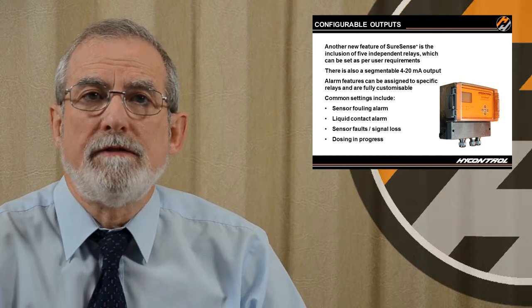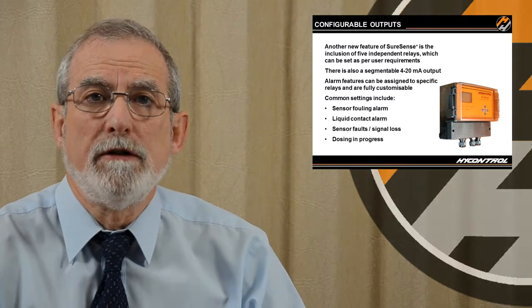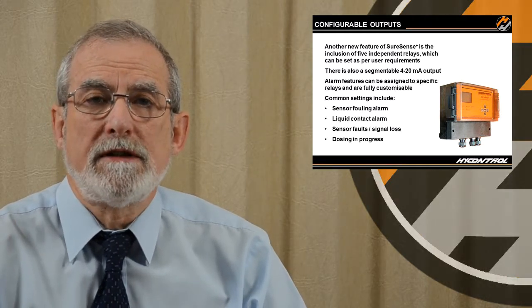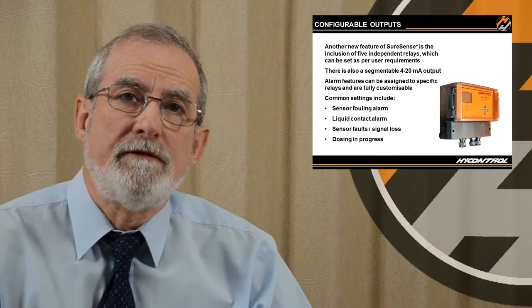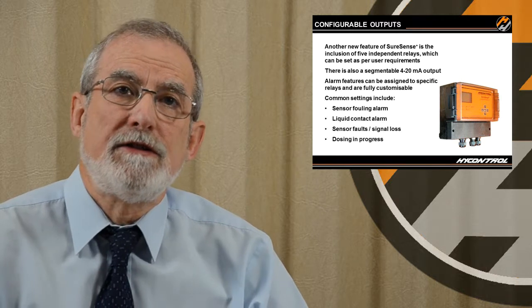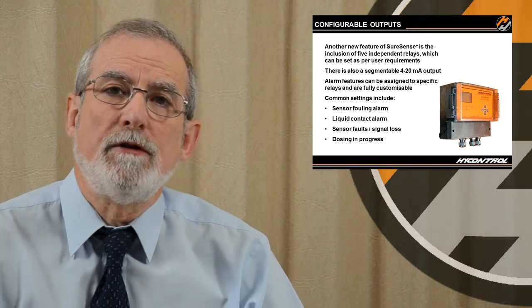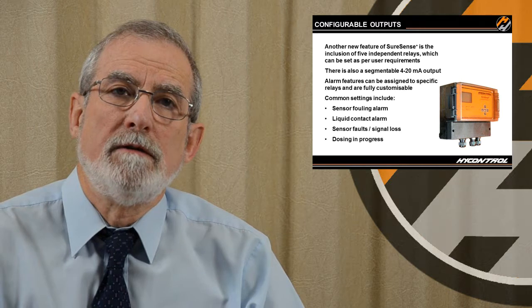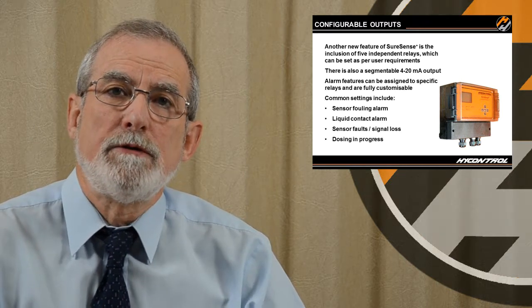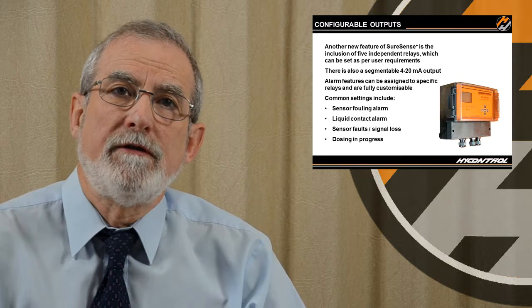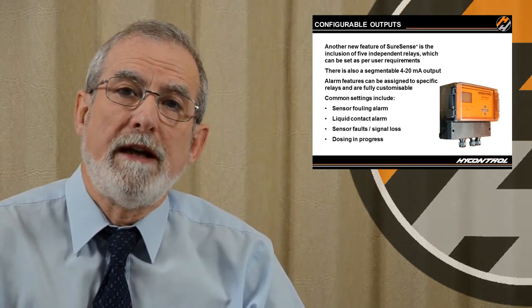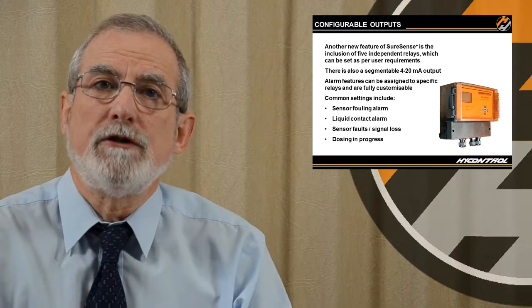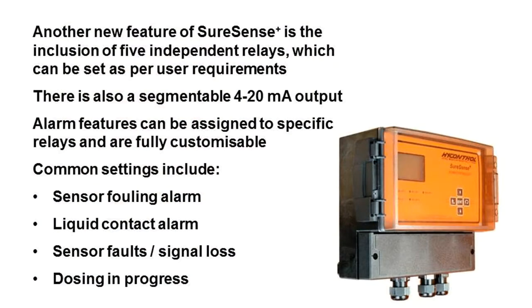You can also segment the 4 to 20 milliamps. If you have a multi-point probe, the 4 to 20 milliamps can be used to indicate which of the probes is measuring by segmenting the 4 to 20 milliamp range into the number of measurements that you've got in the probe. So if we have 2 measurement points in the probe, we can have the 4 to 20 milliamp output indicating 4 to 12 milliamps for the lower sensor and 12 to 20 milliamps for the upper sensor. And it can also be segmented by 3 if we have a 3-point probe.